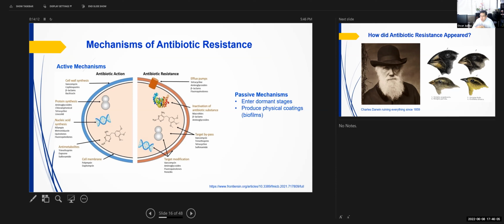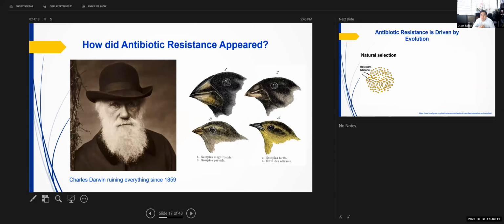Okay, so those are going to be some of the main problems that we're facing with the current antibiotics that we have right now. So how is it that this antibiotic resistance appears? Well, we can blame that on Charles Darwin and his theory of evolution through natural selection. This theory, this fact of evolution, has been able to explain many different things about how things evolve on this planet.